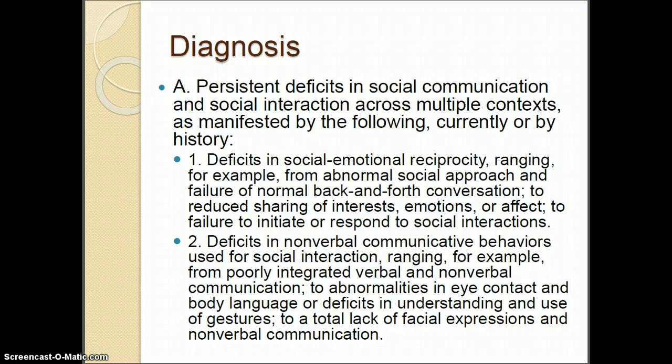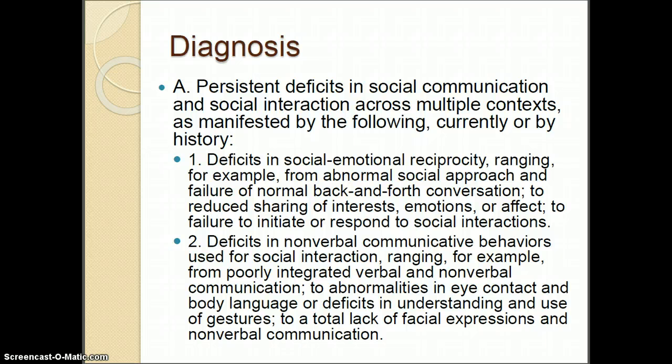So some examples of that: an abnormal social approach or a failure of normal back and forth conversation. Could be a reduced sharing of interests, emotions, or affect. Could also be a failure to initiate or respond to social interactions. So all of these are related to communication abilities, and there's going to be a deficit in this area for those on the autism spectrum.